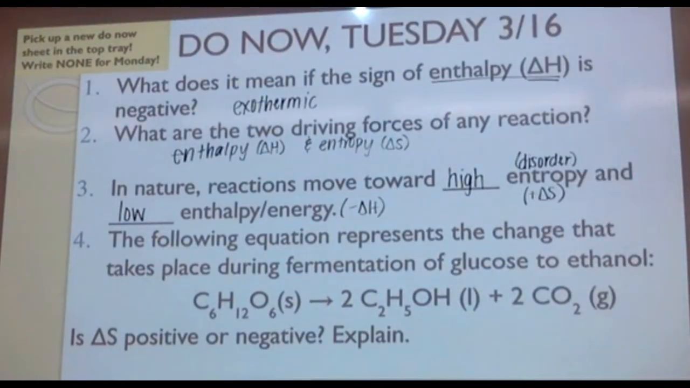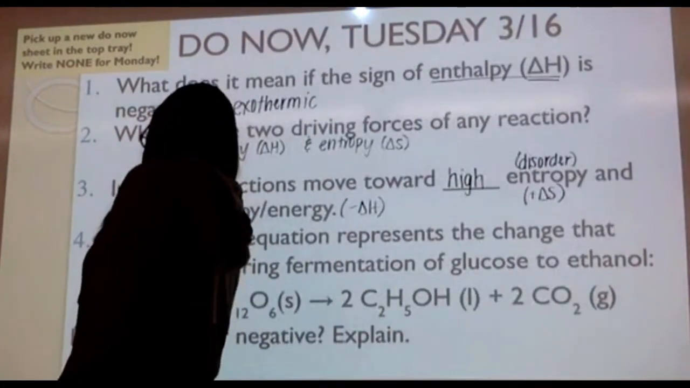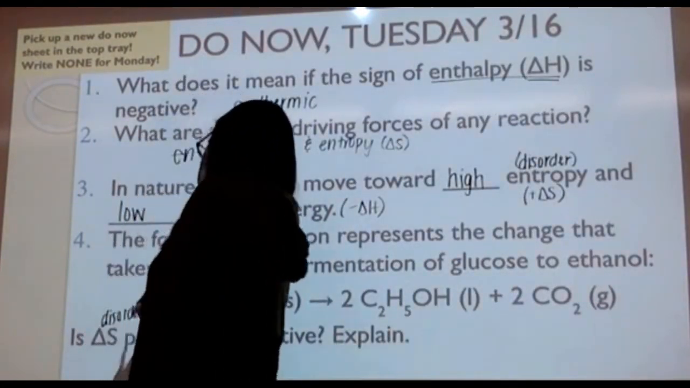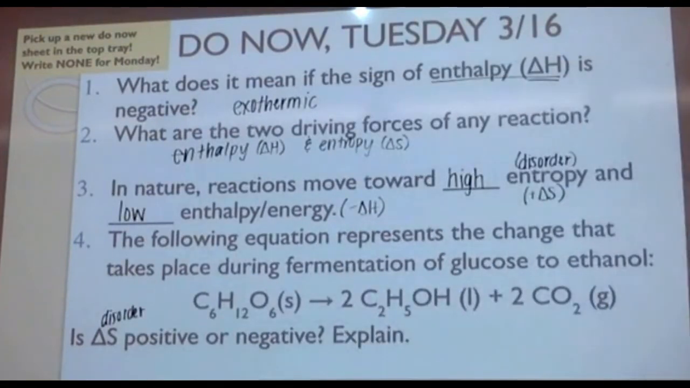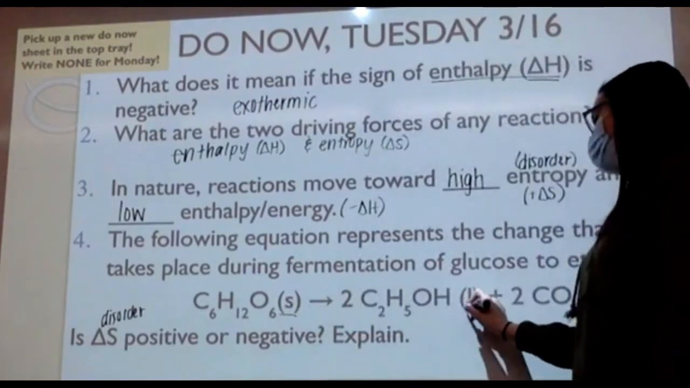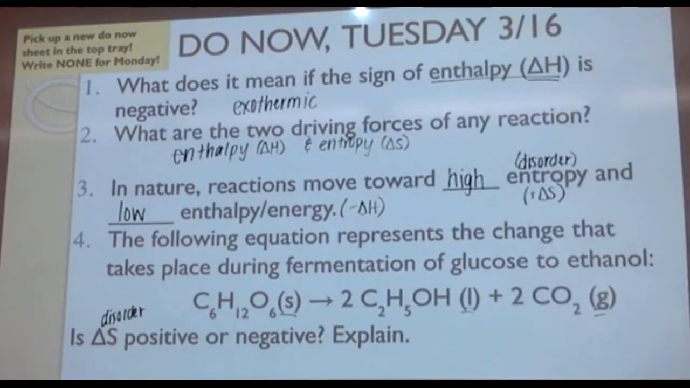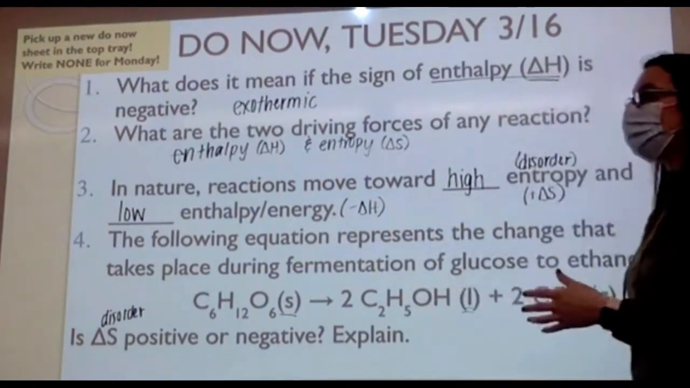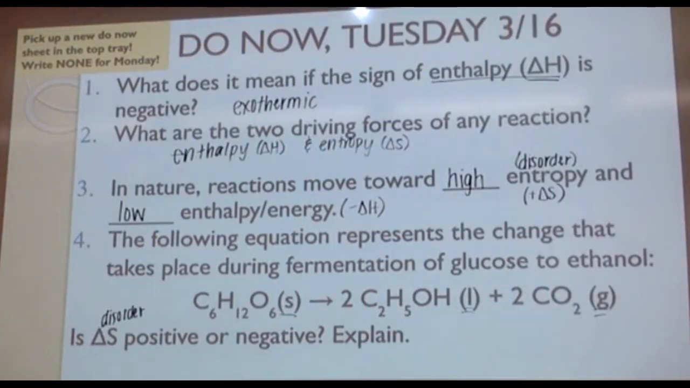And then number 4, the following equation represents the change that takes place during fermentation of glucose to ethanol. And you're given the balanced equation. It's asking, is delta S positive or negative, and explain. So again, in place of delta S, think about it in terms of disorder. When you're given a balanced equation, compare your reactants to your products. So our reactant is a solid. Our products are 2 liquid molecules and 2 gas molecules. So you're thinking from reactants to products, are we going to more disorder or less disorder?